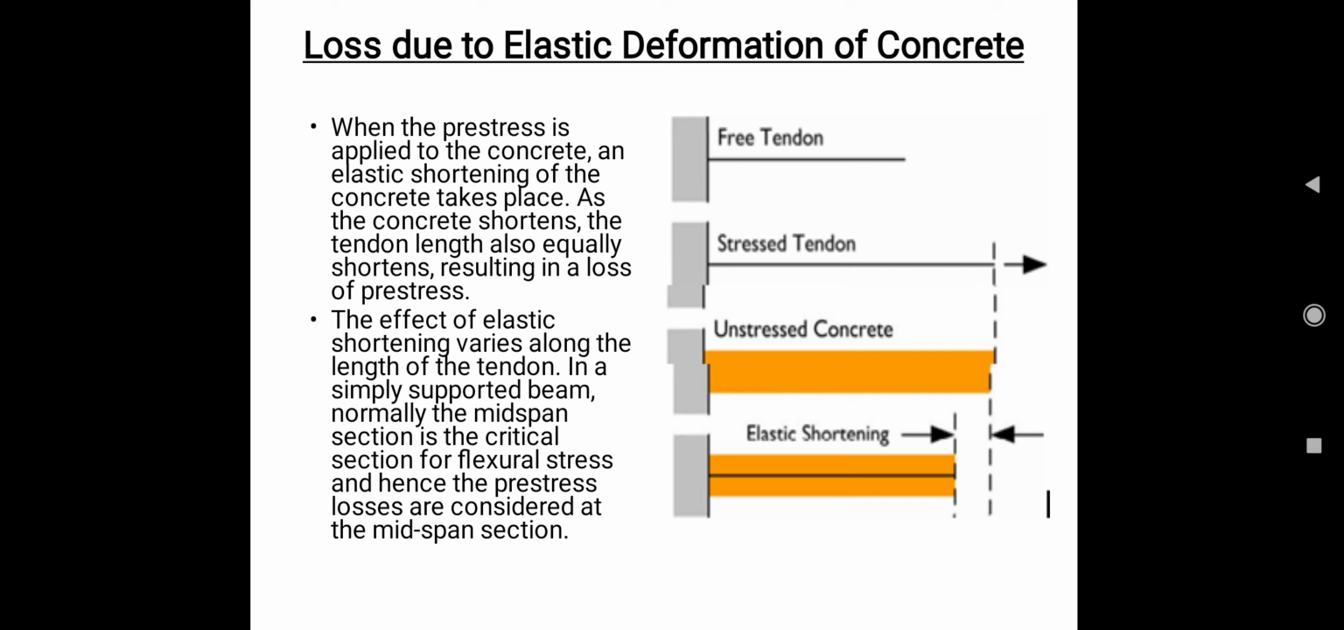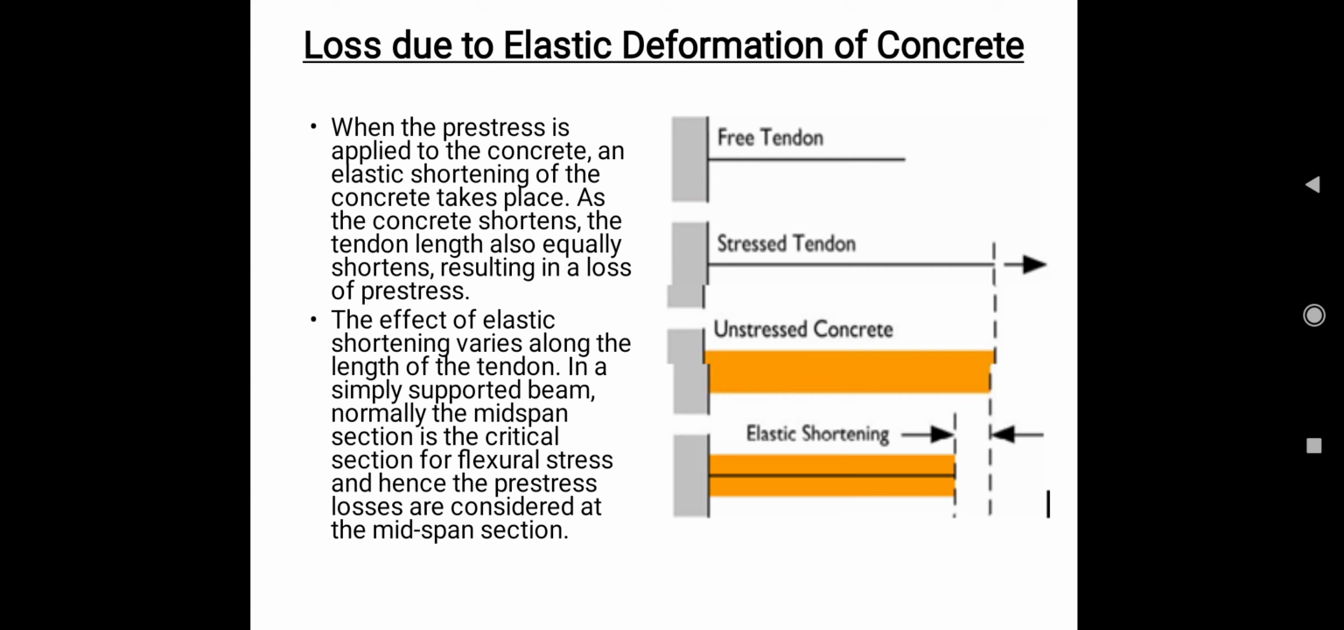So in this condition, when the concrete is placed on this tendon, the first figure shows a free tendon, this one shows a tendon to which the pre-stressing force is applied, this shows a member which is constructed with the concrete, and the last one shows elastic shortening of the concrete.